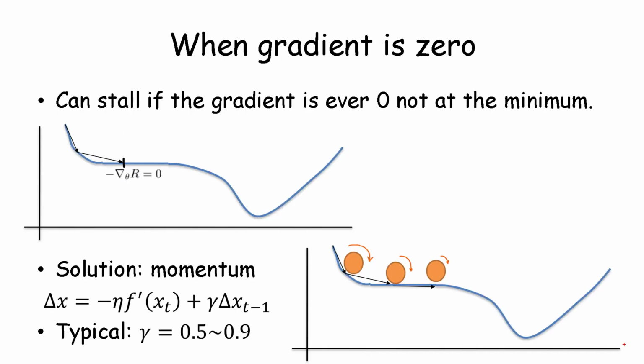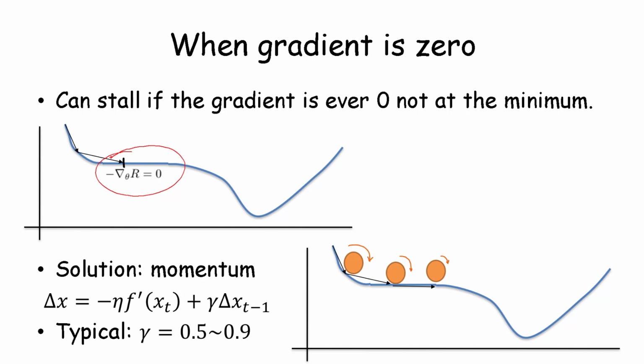As I mentioned before, when we reach a point with a derivative of 0, that does not necessarily mean we have reached a minima. We could also be at a plateau. The gradient descent algorithm would get stuck there because the derivative is 0 and consequently the step size delta x is also 0, regardless of what learning rate we choose.